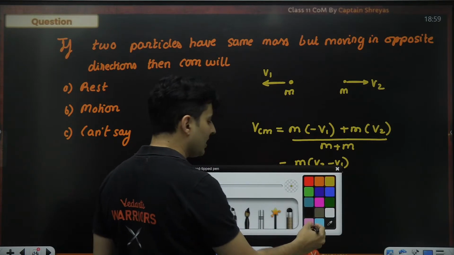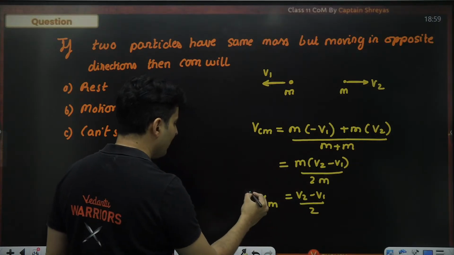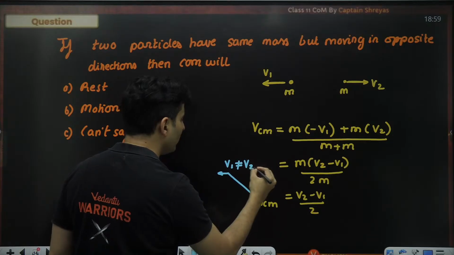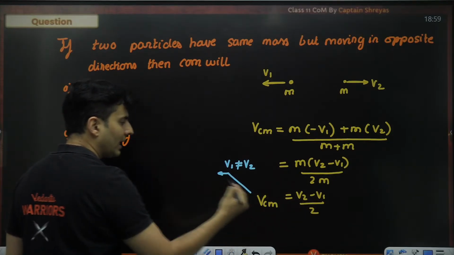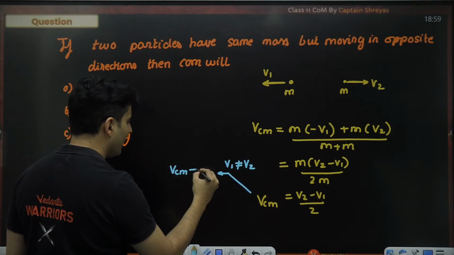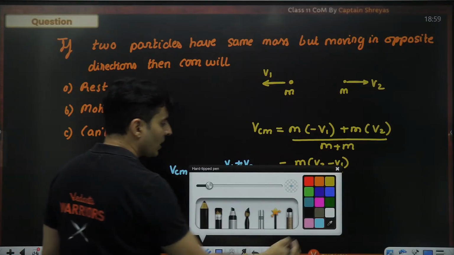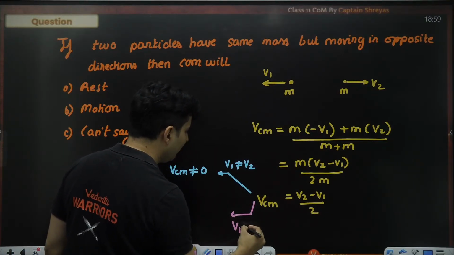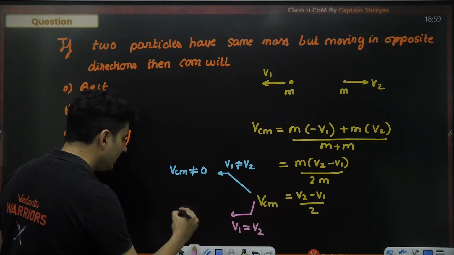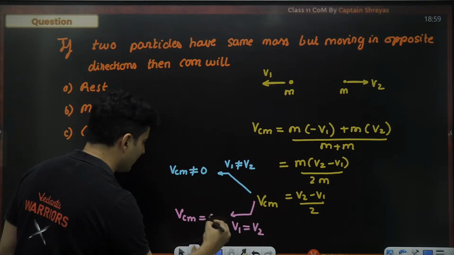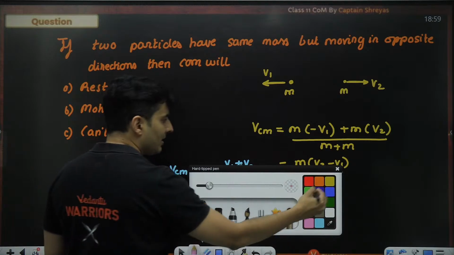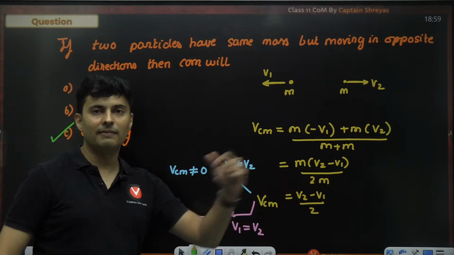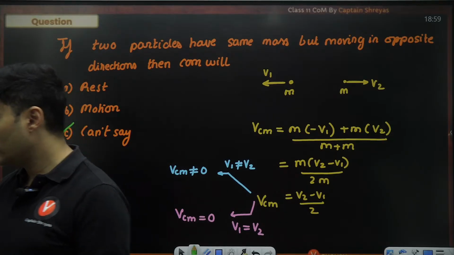Now, as you can see over here, there are two possibilities. One possibility is, imagine V1 is not equal to V2. If they are not equal, they will not cancel out, so the velocity of the center of mass will not be zero. The other possibility is that the speeds V1 and V2 are equal, then they will cancel out and the velocity of the center of mass will be zero. Hence, the right answer will be can't say because it depends on their velocities. Is that absolutely clear? Answer C.